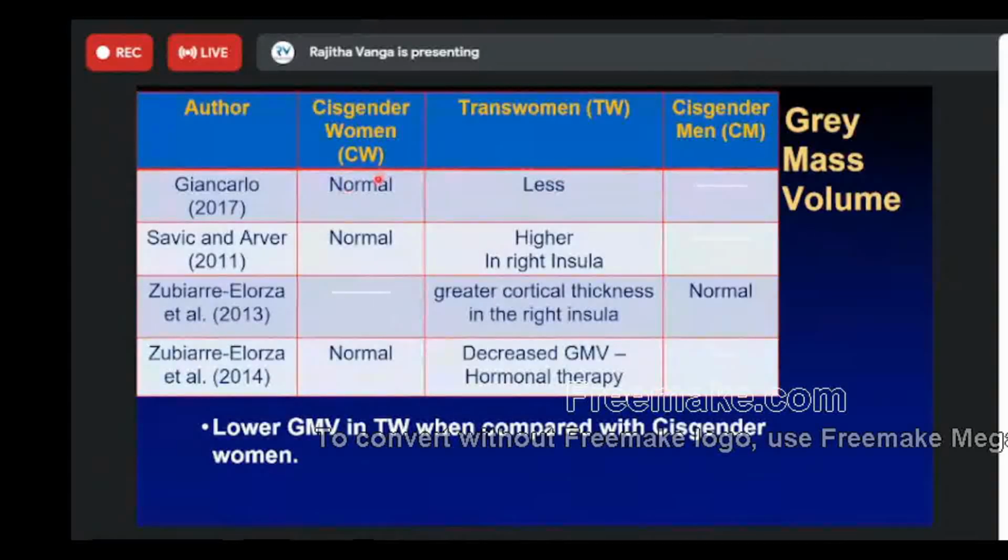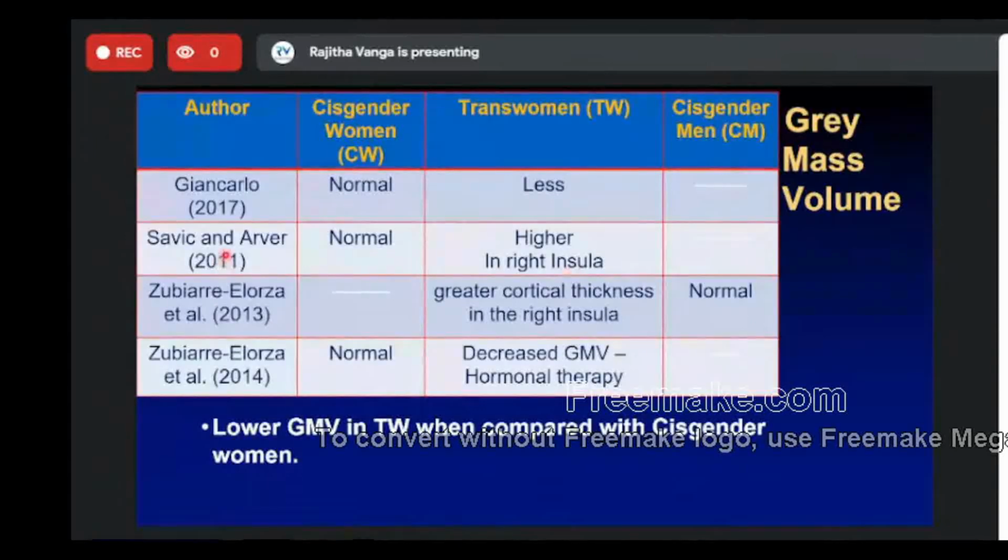I hope you all know by this time who a cisgender woman is. A cisgender woman means their sex and gender identity are the same. So those individuals are considered cisgender women. When they compared, he found that the insular cortex was thinner compared to cisgender women, the controls. In Savic and Arver, 2011, their findings were a little different. They found higher right insular cortical thickness compared to cisgender women.